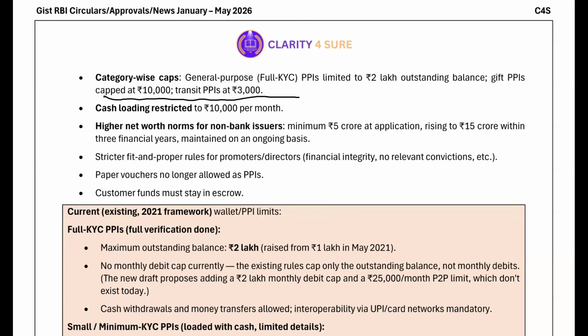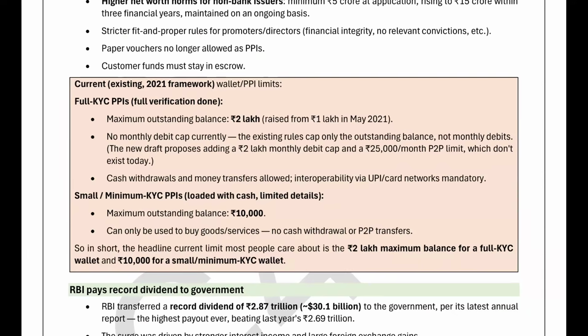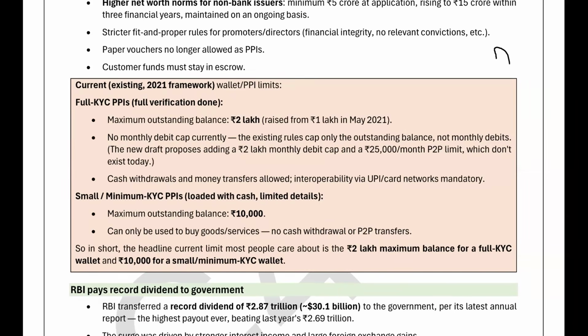Is it clear? Now, what is all this related to PPI? When I come up with the MCQ, please read this before coming. That's why I have placed it at 9:30. It is a small point, whatever the data is, everything. You should read it on your own. Is it clear? The maximum outstanding balance is 2 lakh, raised from 1 lakh in May 2021.